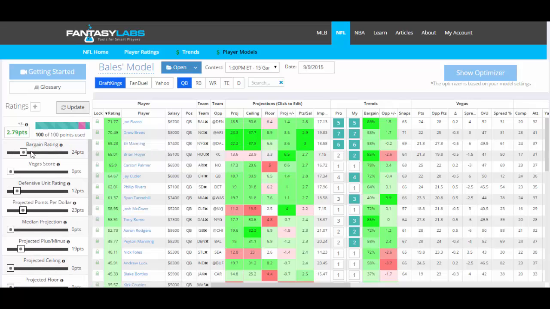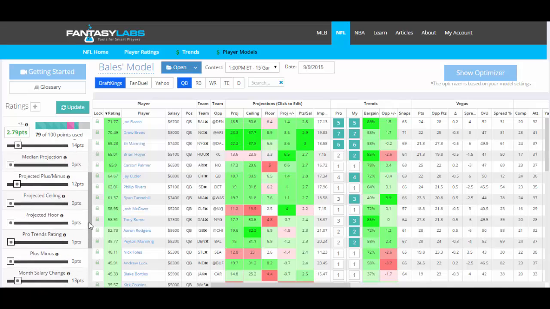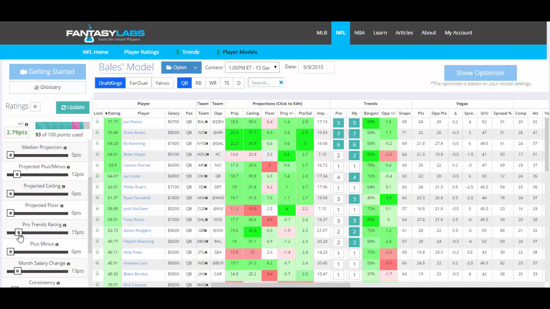So the way that you create a model is by rating different stats using our sliders on the left. You have 100 points that you can use. You don't have to use all 100 points. What really matters is the relationship between these different factors. But you move the sliders as you'd like. If you are at 100 points, you have to move one down to move another up. But you can move them as you'd like.